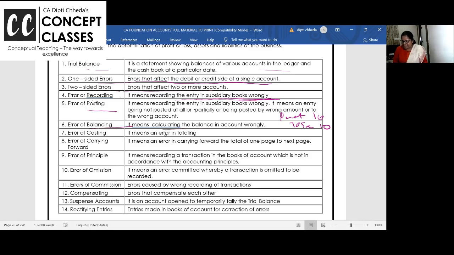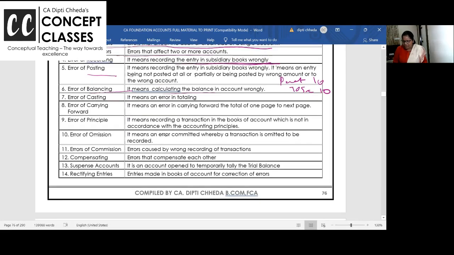Errors of balancing means the totaling and all the mistakes. Error of casting is also a totaling mistake. Errors of carry forward. This is not happening in computers nowadays, but it may happen that from one page to another page when you are carrying over the total. That is why so many times they use Excel sheets and all auto functions for the calculations.